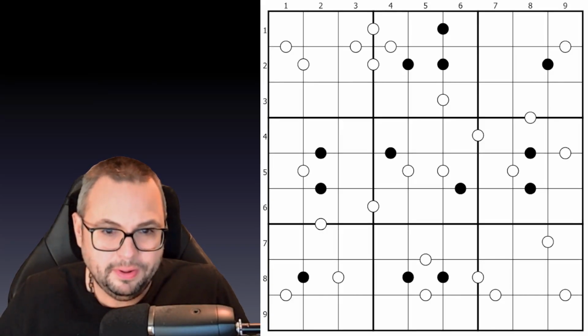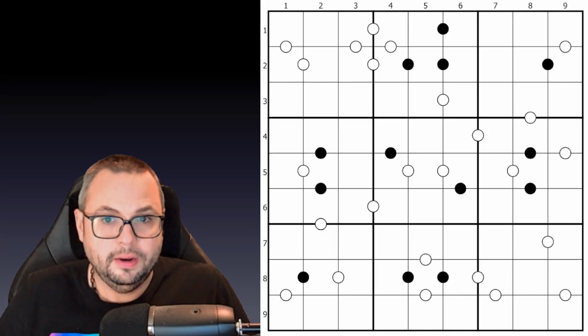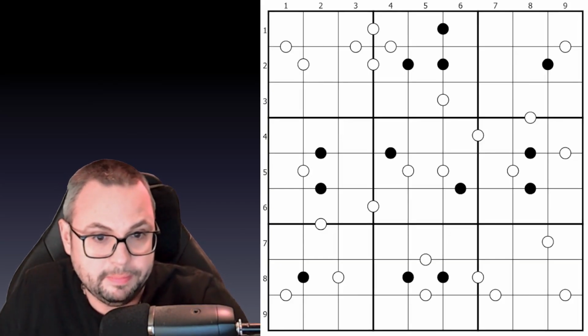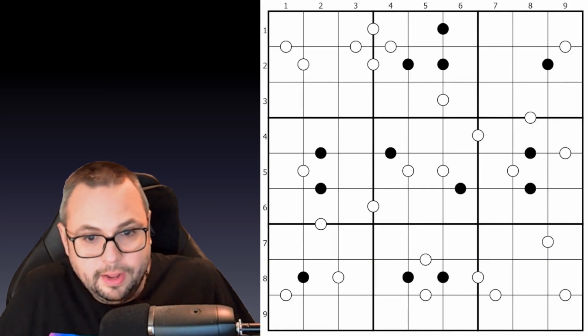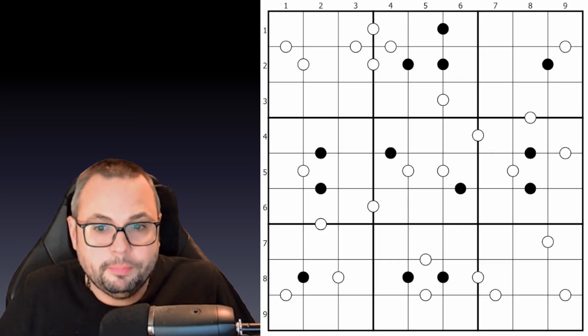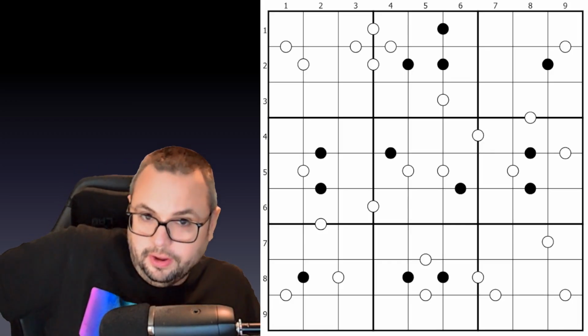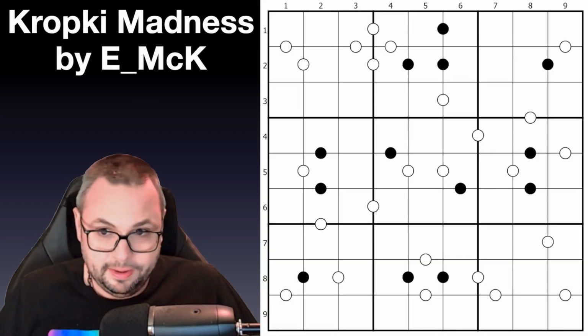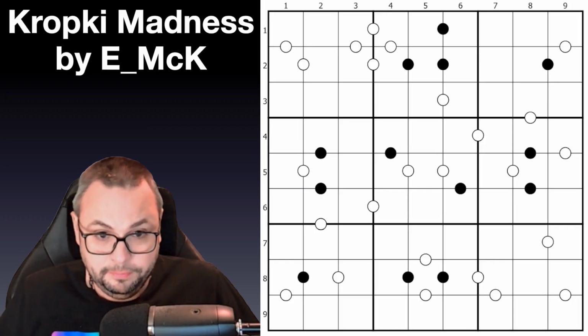Hello, everyone, and welcome to Invitation to Puzzles, where I'm going to start a little mini-series where I'm going to do some of my favorite puzzles that my students have submitted that are very appropriate for the series. To start with, we have EMCK's puzzle Kropki Madness.